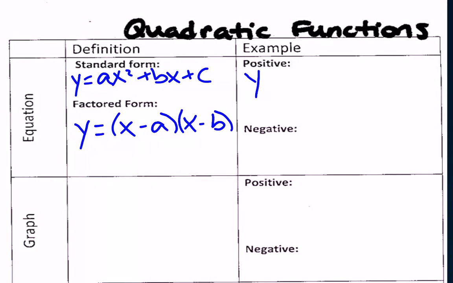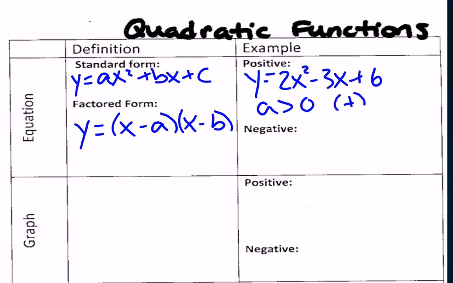Anyway, a positive quadratic means that a is greater than 0. So an example would be y equals 2x squared minus 3x plus 6. Once again, this is where a is greater than 0. That just means, once again, it's positive. A negative quadratic would be if I just changed my leading coefficient to be a negative 2x squared.